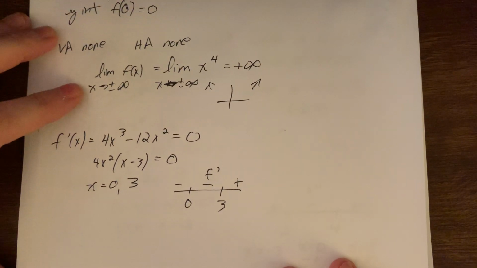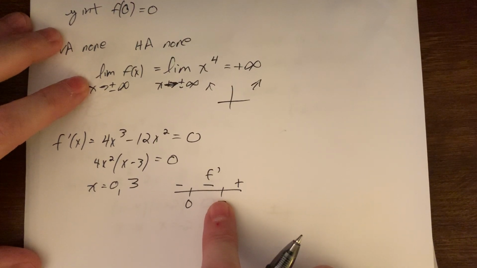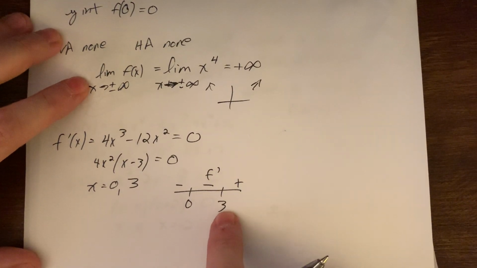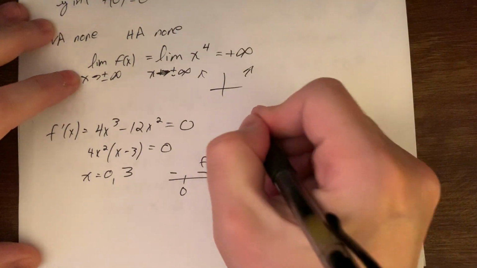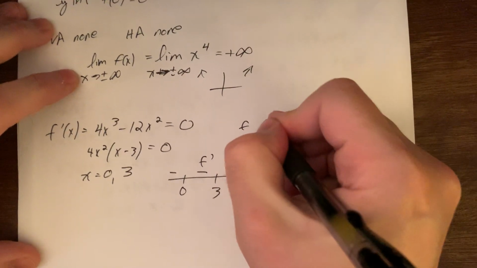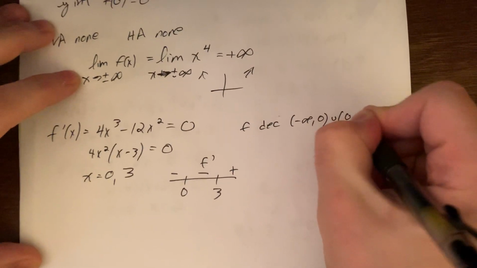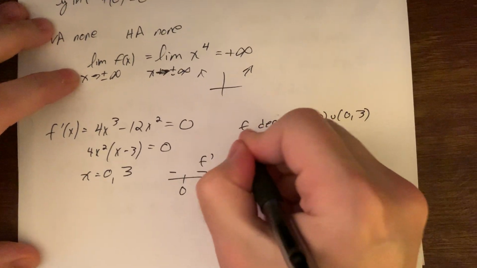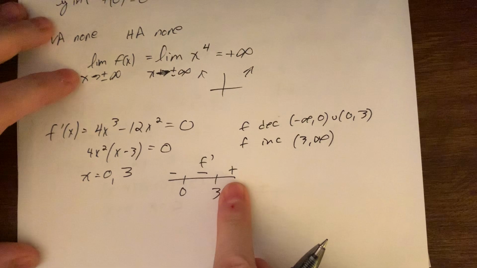And honestly, for some people, that's enough. They don't need to write anything else out. When we go to actually start sketching, once we put all this together, for some people, just looking at this chart, that's enough. But again, a lot of us like to just make sure we translate that. So again, my original function is decreasing on these two intervals, but then my function is increasing just on this one.